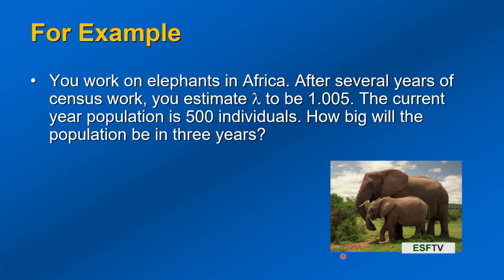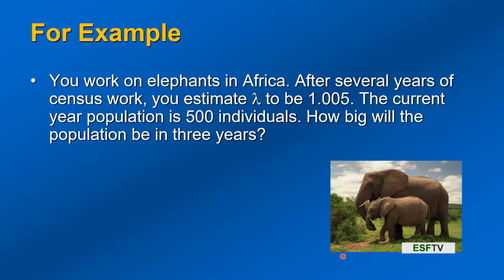So you work on elephants in Africa. Lucky you. I would like to do that. Large charismatic megafauna. After several years of census work, you estimate lambda to be 1.005. Gee, that's not very much different than 1. The current year population is 500 individuals. How big will the population be in 3 years?